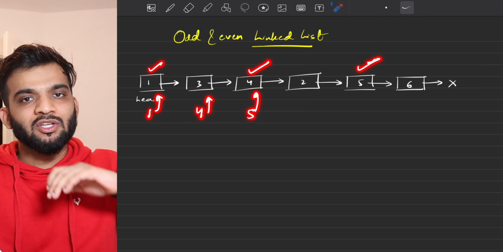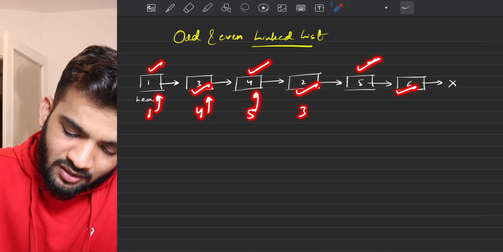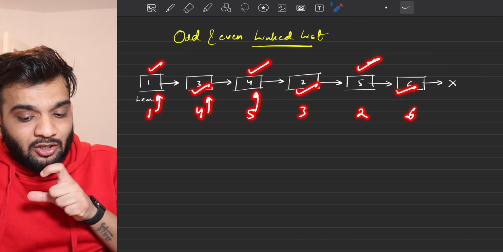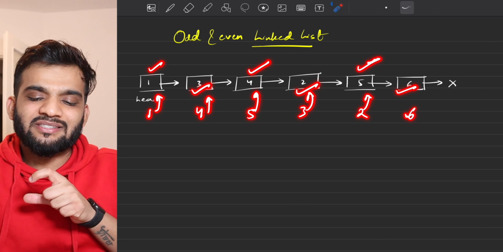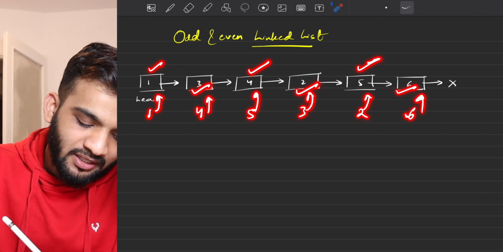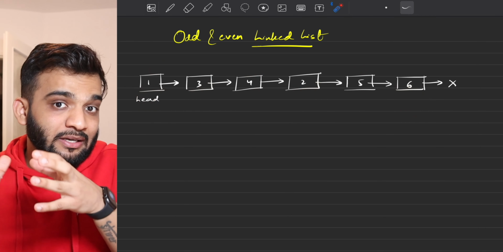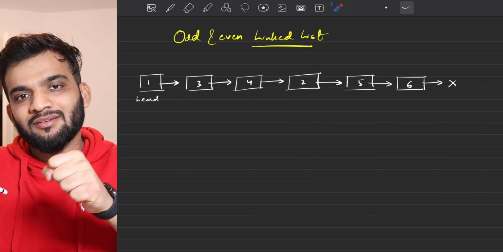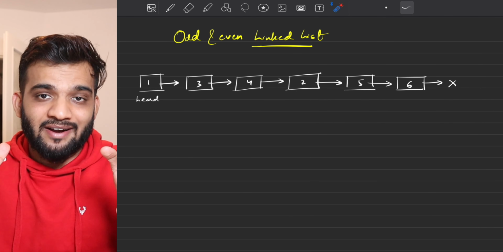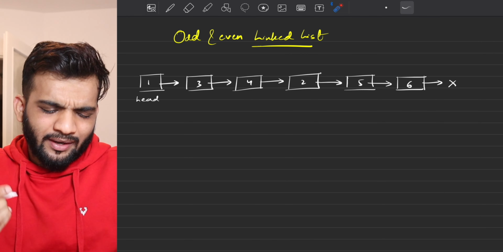Once this is done, you will go through the even nodes: 3, 2, 6. Then you'll do the data replacement in the second half. Once you have replaced the data, you can return the initial head and your linked list will be ready. The nodes will not be reordered, but you will rearrange the data such that the data is in the rearranged state. Got it? How can I do that?